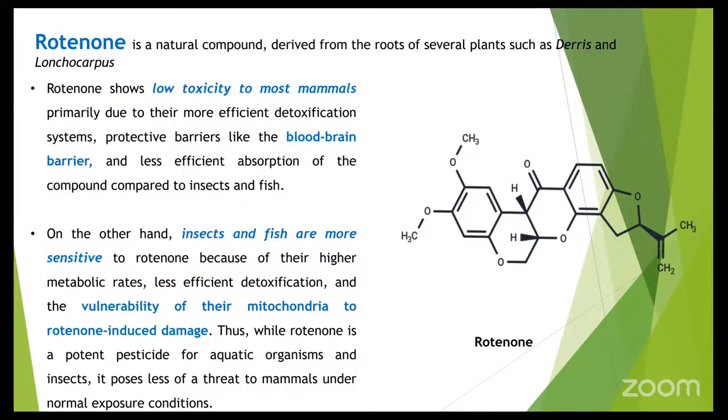Rotenone is lethal to insects and fish, and its selectivity depends mainly on the difference in the effectiveness of detoxification systems present in mammals, protective barriers like the blood-brain barrier, and less efficient absorption of the compounds compared to insects and fishes. However, retinol is severely toxic to insects and fishes because of their higher metabolic rates, less efficient detoxification, and vulnerability of their mitochondria to retinol-induced damage. Thus, while retinol is a potent pesticide for aquatic organisms and insects, it still poses less of a threat to mammals under normal exposure conditions due to these characteristics.